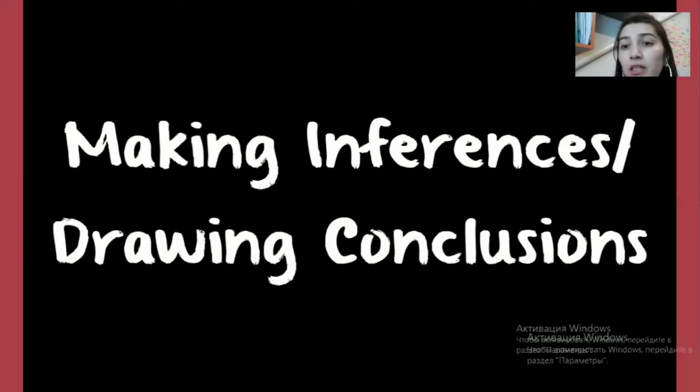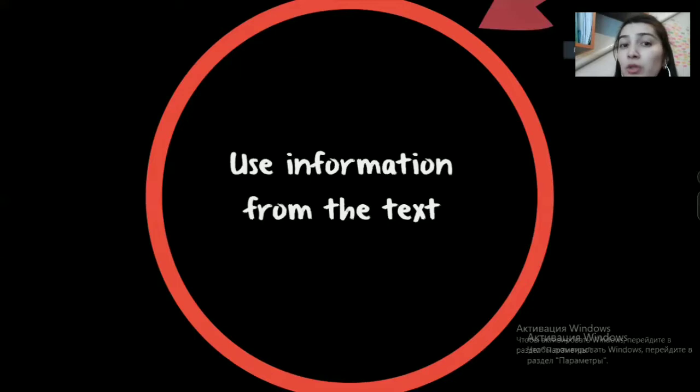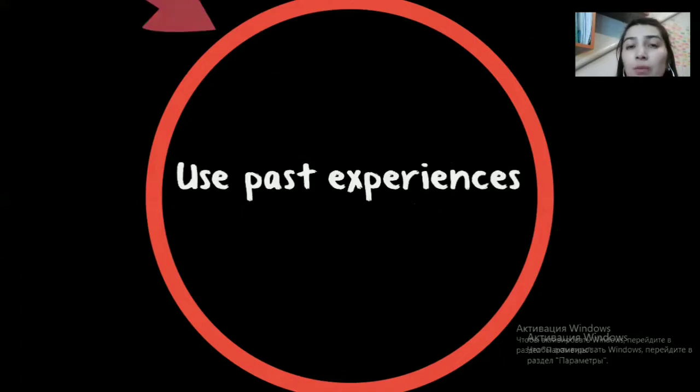Today's topic is making inferences, or drawing conclusions, also called. How can we draw conclusions? From what? In our case, today we will do it from the passage in our book. We can draw a conclusion about unstated information in the text by using the information from the text and using our past experiences or background knowledge.